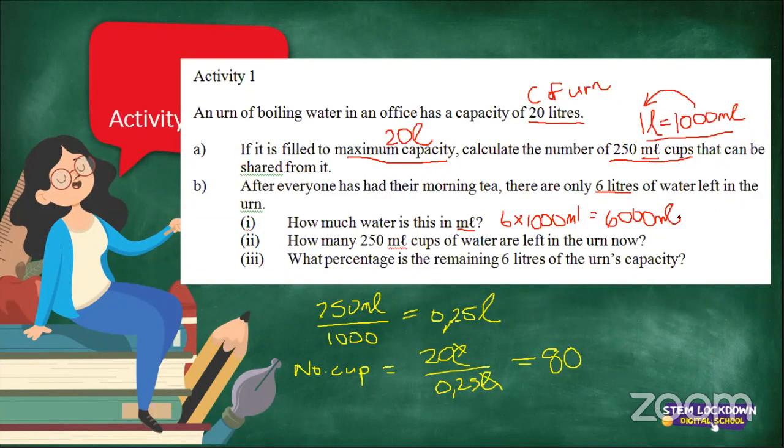Now, okay, how many 250 ml cups of water are left in the end? Okay, this one is easy as well. You basically used the same method that you used for A, right? How many 250 cups are left in the end, right? What are your answers, learners? How many 250 ml cups are now left in the end, right? Okay, obviously now I need to know how many times can 250 go into 6,000, right? So in this case, I'll just say 6,000, right?